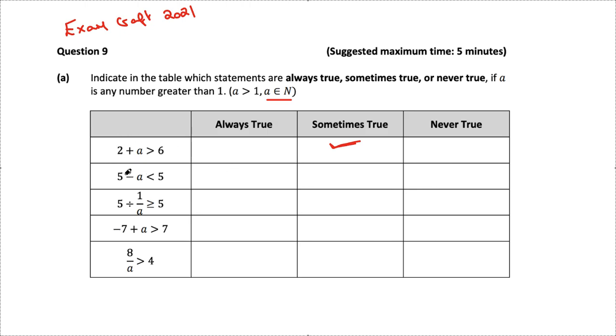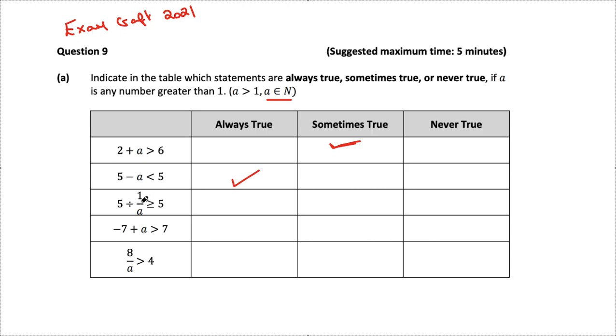The next one, will 5 take away a always be less than 5? And the answer to that is yes. If you think about it, if you start at 5 and you subtract any natural number, that means that this side will always work out to be some number that's less than 5. Because it's going to start at 5, take away any positive whole number. So that's always true.